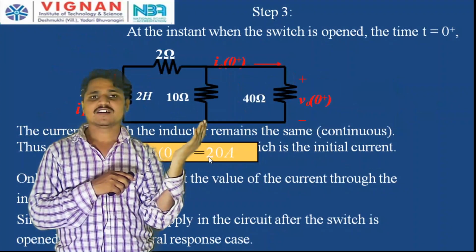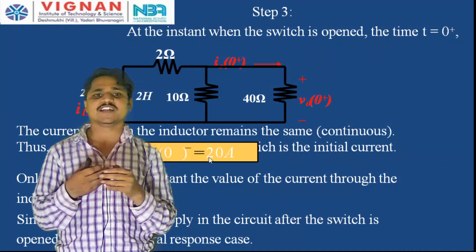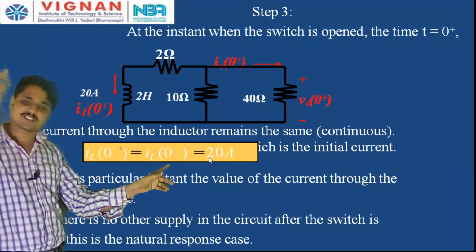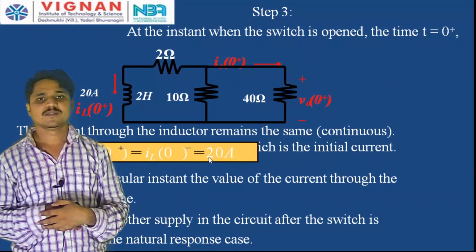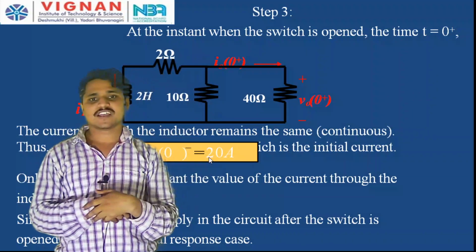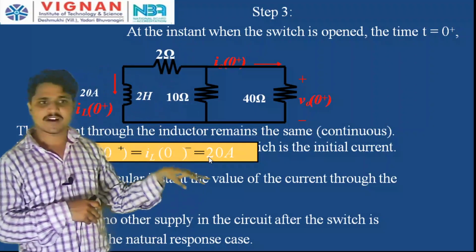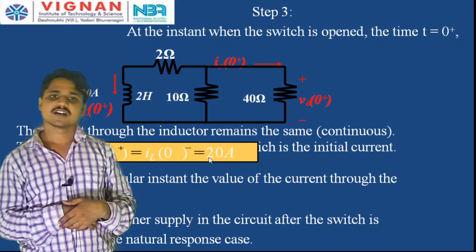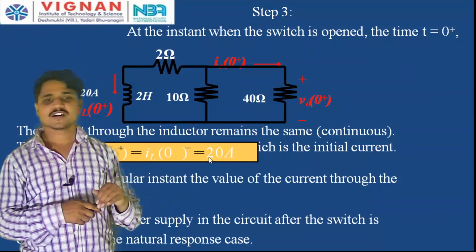If you open the switch, the inductor will continue the current, which is the initial current. Therefore, the moment you open the switch, IL of 0 plus is equal to IL of 0 minus. What was the initial current, the same current will flow through the inductor, 20 amperes only. Before the switching action, IL of 0 minus equals I naught, which we found to be 20 amperes. The same current is maintained by the inductor, because of its property that it does not allow a sudden change in the current.